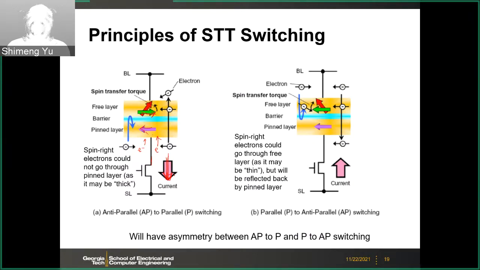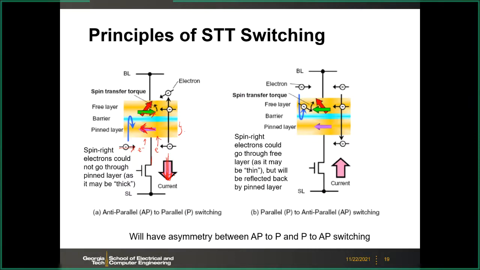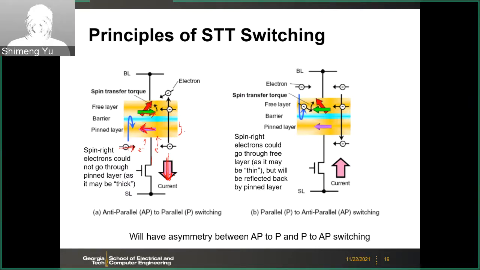And then the pinned layer is pointing to the left. And pinned layer is kind of thick. So the pinned layer will have a property to reject the electrons that are pointing to the right. Because this is pinned to the left, that means the available states are pointing to the left. So we have the spin right electrons that will be rejected or reflected by the pinned layer. So only the spin left electrons here can go through the pinned layer.